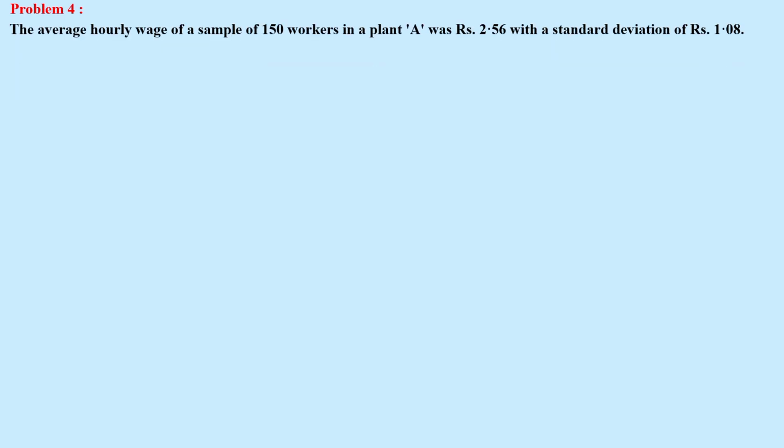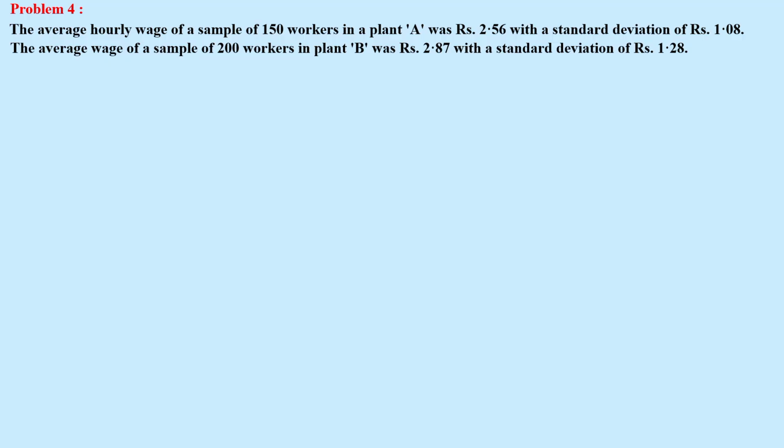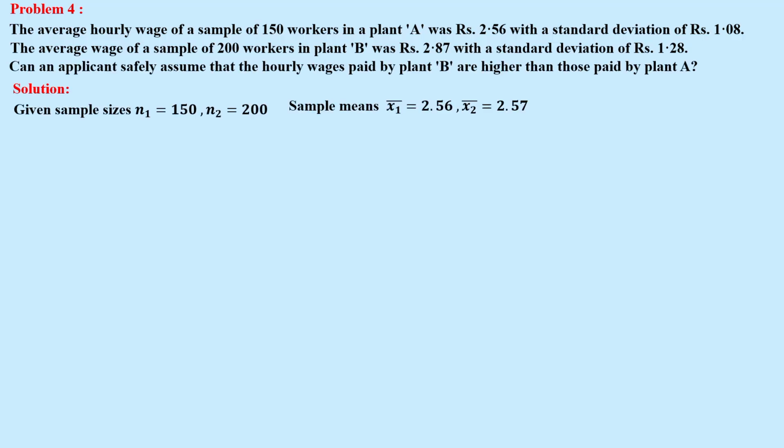So next problem. The average hourly wages of a sample of 150 workers in plant A is 2.56 with standard deviation 1.08. The average wage of a sample of 200 workers in plant B is 2.87 with standard deviation 1.28. Can an applicant safely assume that the hourly wages paid by plant B are higher than those paid by plant A?